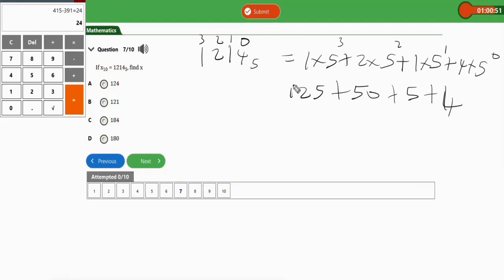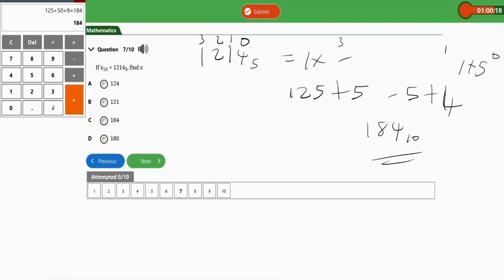So when you add everything together here, let's punch this in the calculator. So we're going to have 125 plus 50 plus 4 plus 5 is 9 plus 9. So we're going to have 184. So this will give us 184 base 10. And that will be the answer to this question, 184 base 10. The correct option is option C. It's as simple as this. So let's wipe this and go to the next question.